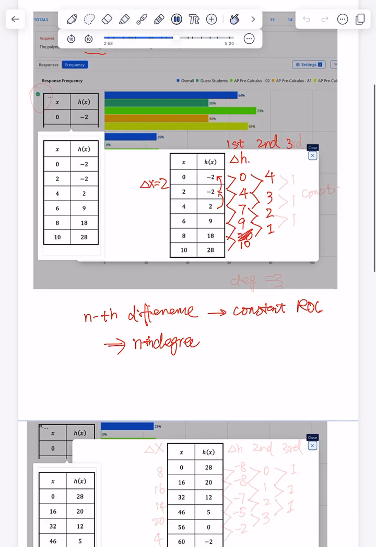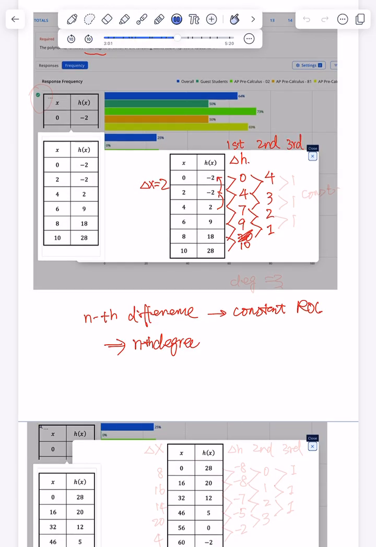But let's finish the third difference. That will give you 1, 1, 1, that is constant. So it takes first, second, third, 3 steps of differencing to get you a constant rate of change. That means the original polynomial has possibly a degree of 3. The correct answer of this question would be the first one.